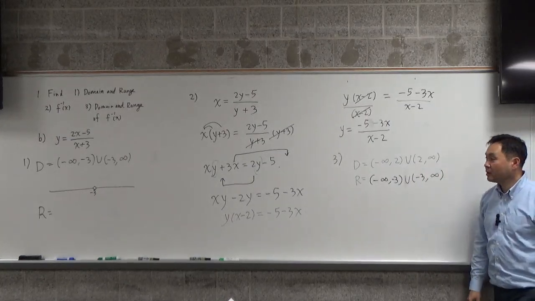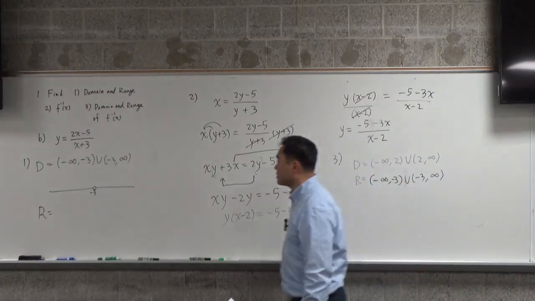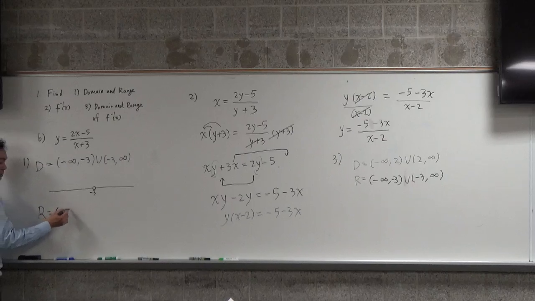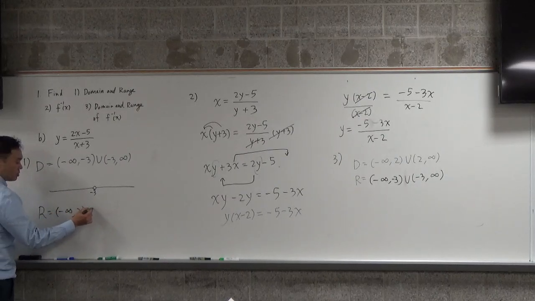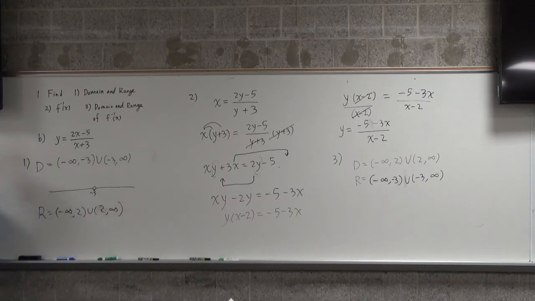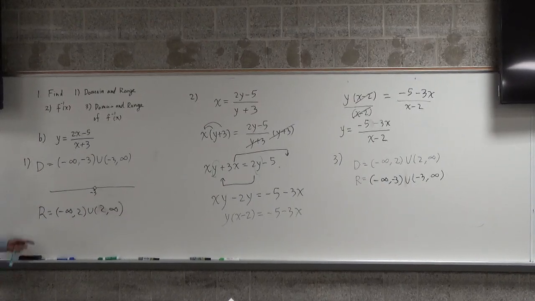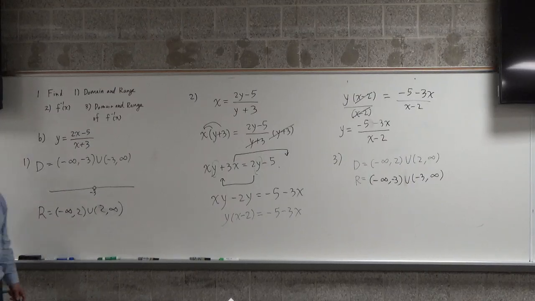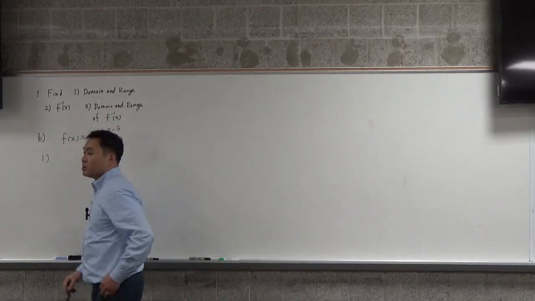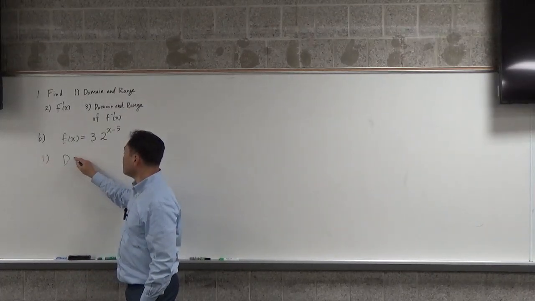Okay. And looking at that, you see that the answer to this one will be negative infinity to 2 union 2 to infinity. So instead of having to take the trouble of graphing this, you're able to find the range by looking at the domain. Okay, domain of this function.